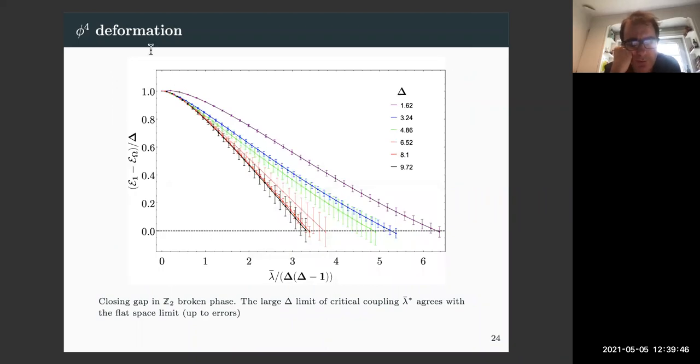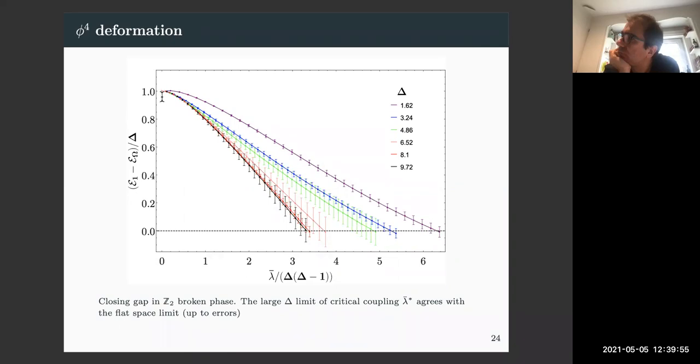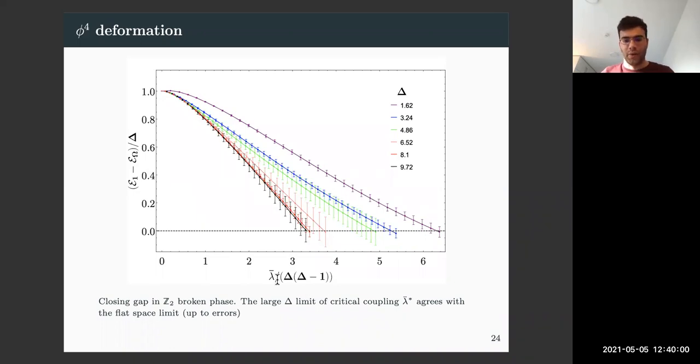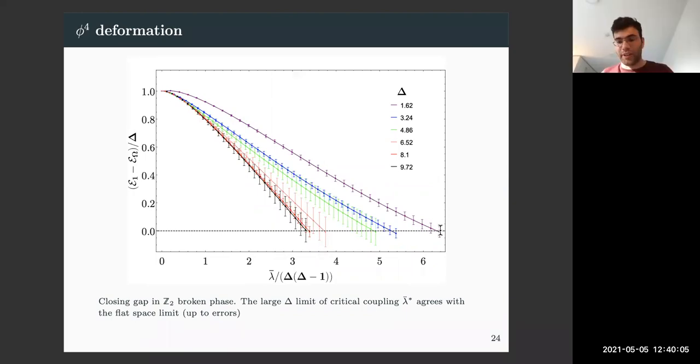Okay. Yeah. So on the y-axis, I'm showing the first excited energy minus the vacuum energy divided by some delta to make it all start from 1. And I'm increasing on the x-axis the coupling lambda bar, and the gap will close at some point. This is the critical point where the Z2 will break. And for each delta, you can find the critical coupling, and it itself is a new result.